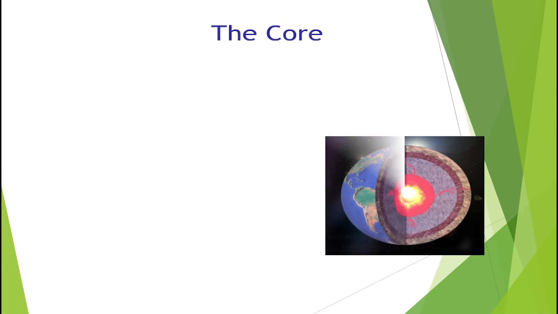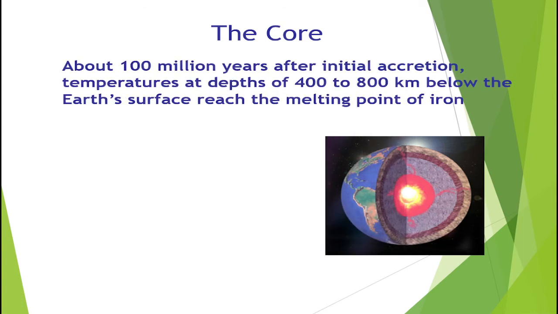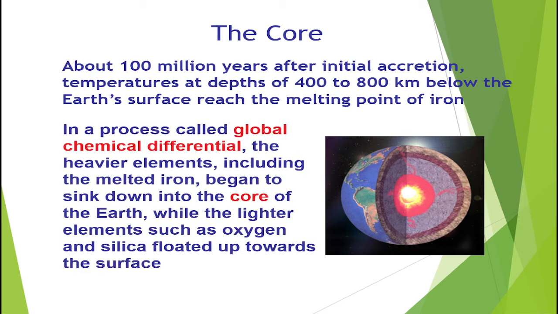It is said that, about 100 million years after initial accretion, temperatures at depths of 400 to 800 kilometers below the Earth's surface reach the melting point of iron. This is best explained by the process called global chemical differentiation. The heavier elements, including the melted iron, began to sink down into the core of the Earth, while the lighter elements such as oxygen and silica floated up towards the surface.